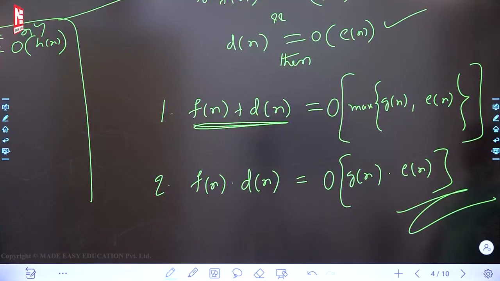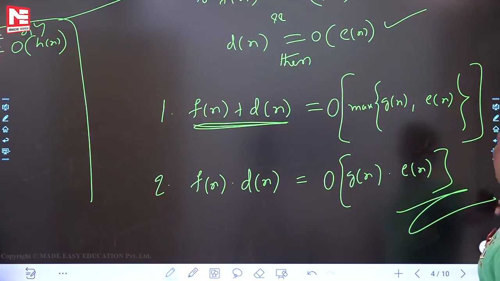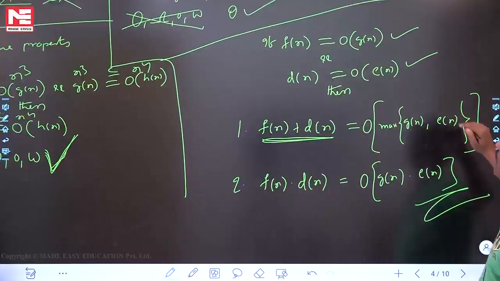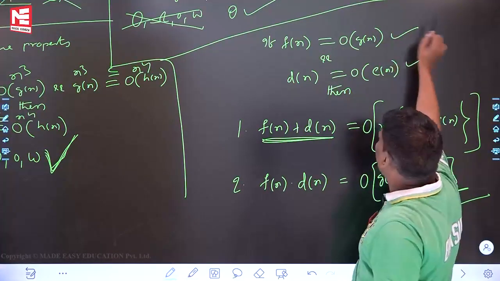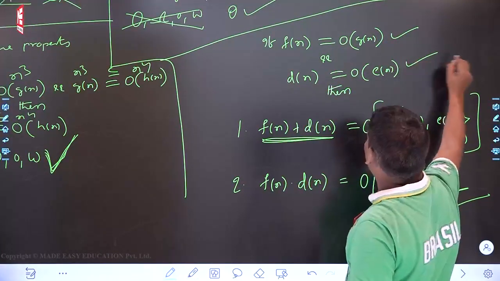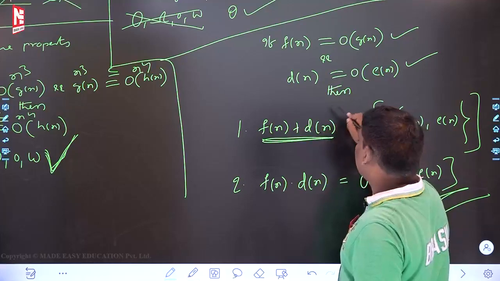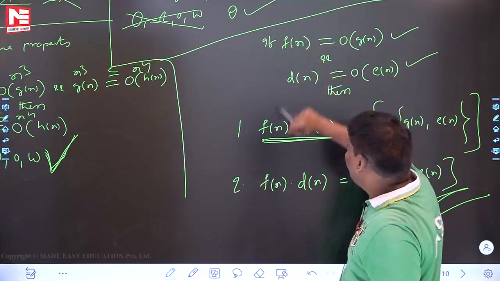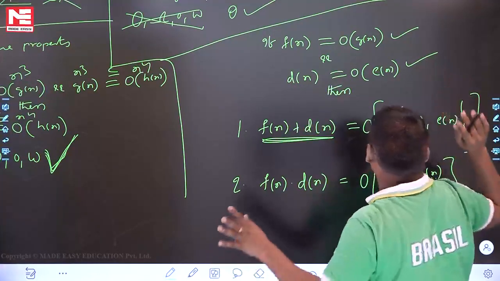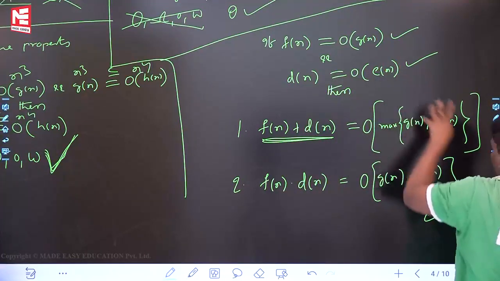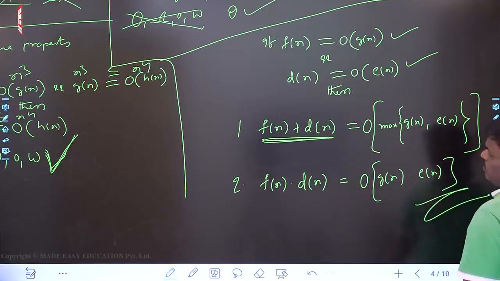Omega also you take care. Big O I explained, Omega also you take. It is a very, very important point. If f of n is big O of g of n, and d of n is big O of e of n, then what about f of n plus d of n? If the left side is added, what is the answer on the right side? On the right side, just take whichever is the maximum, to that big O.